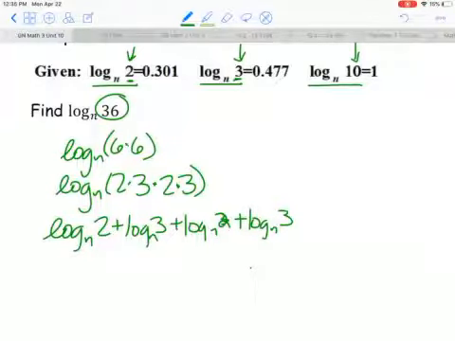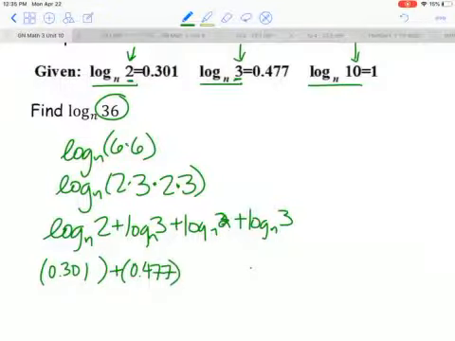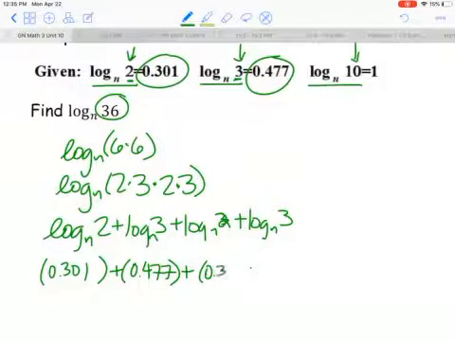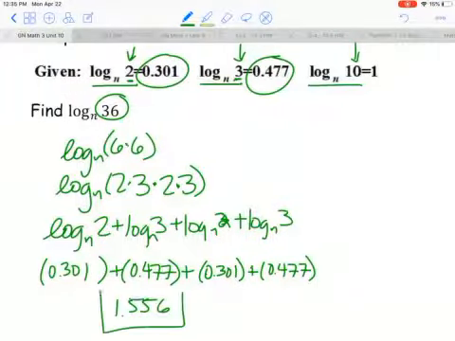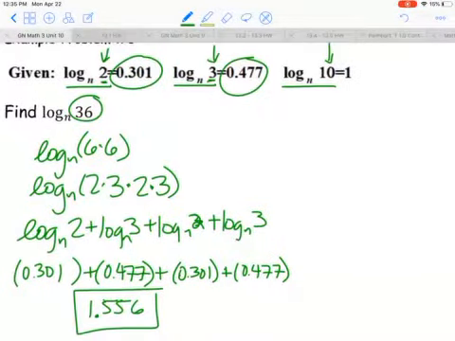And we have numbers for those. Log 2 is 0.301. Log 3 we were given is 0.477, so I'm getting those numbers from up here. And those repeat. When you plug that in your calculator, you should get 1.556. And try not to round in this section too much.